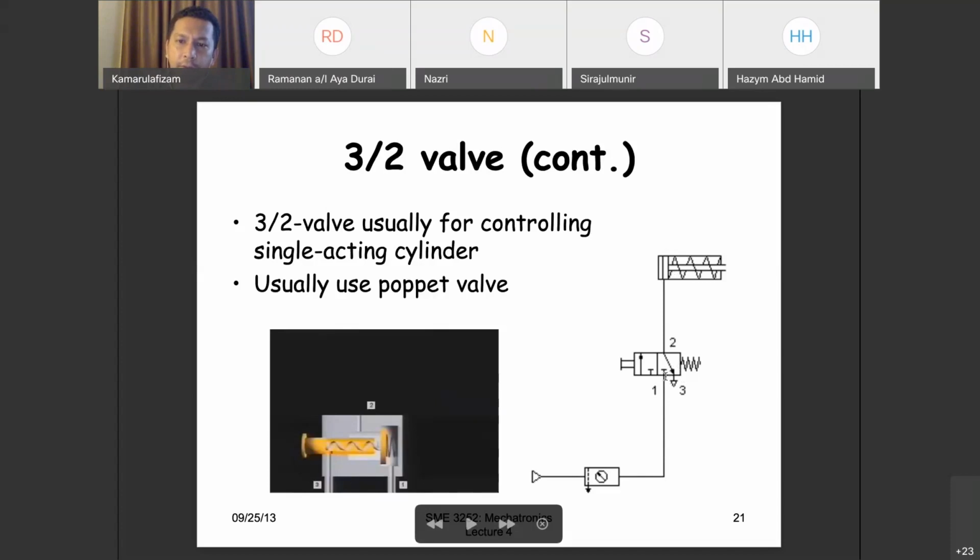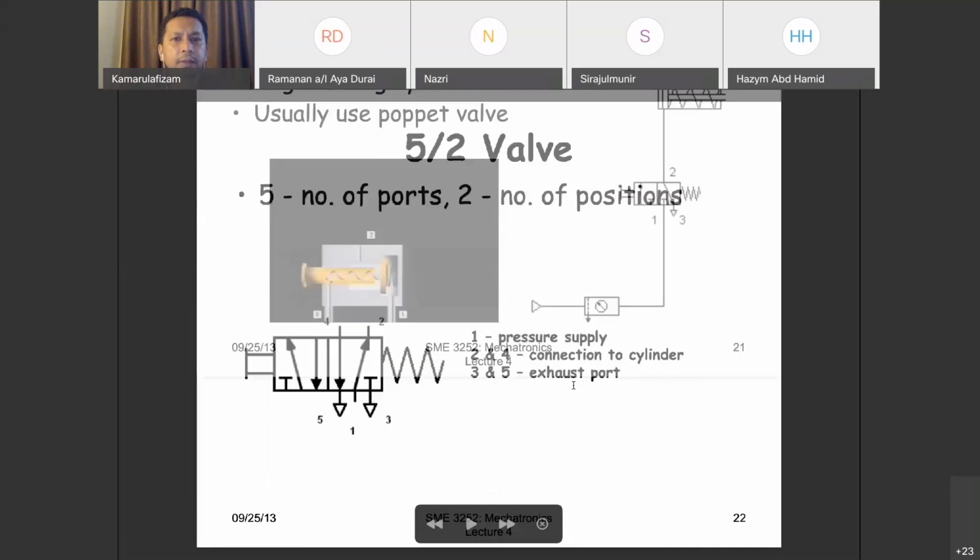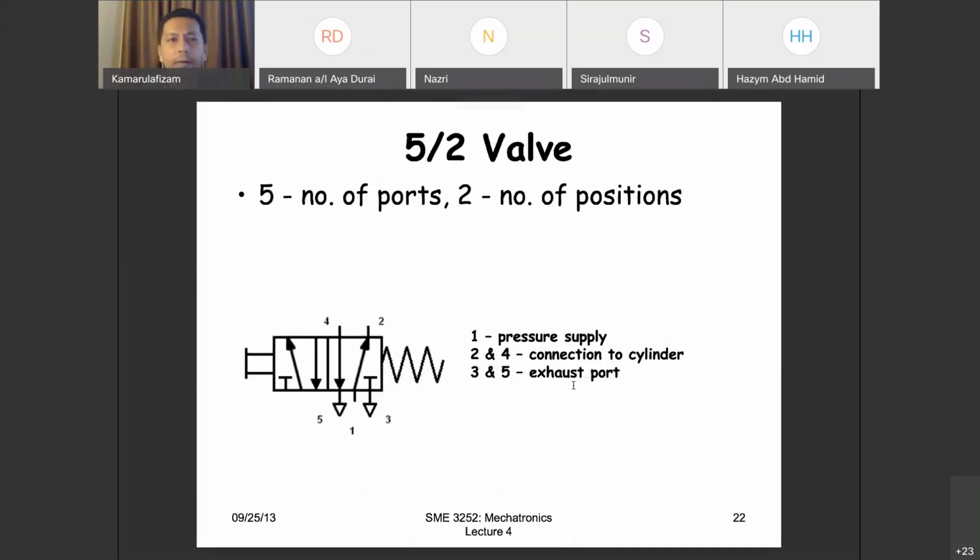When you enter the actuated state, the second state, the supply from number 1 will start to get access to port number 2, then you will have supply go straight to the actuator. So when you actuate and then release, it will go back, and the compressed air will bleed out from here. Okay, that's the 3-2 valve.